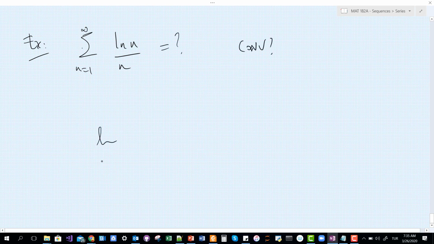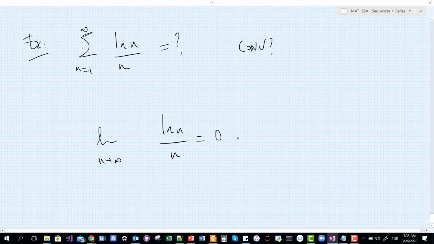Okay. Another example. Sum of ln n over n, when n goes from 1 to infinity. So, is it convergent or divergent? I'm going to take the limit of the n-term. What is the limit of this one? Do you remember the common limits, right? Once we covered the sequences, this is one of those limits. We learned the limit is equal to 0. But if it is 0, what can I say?